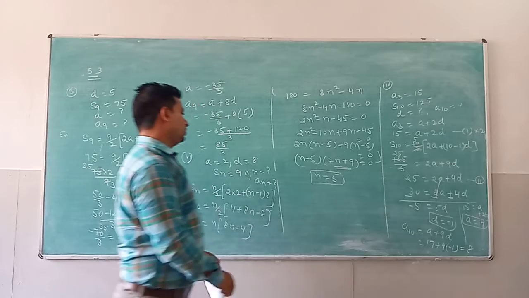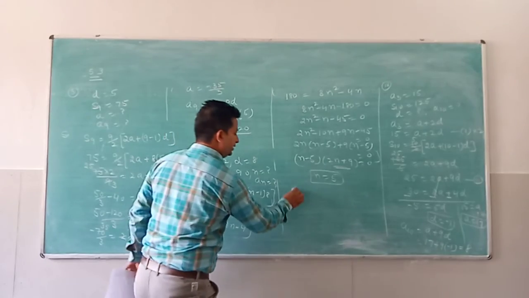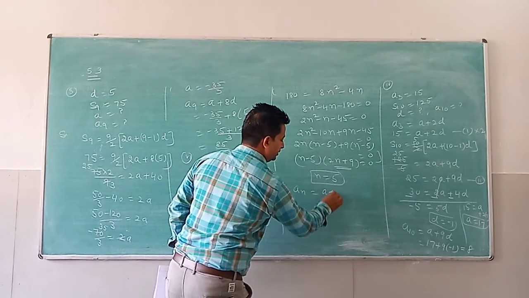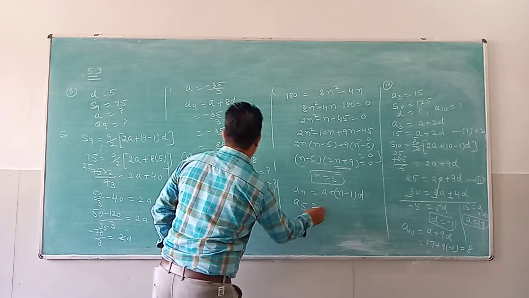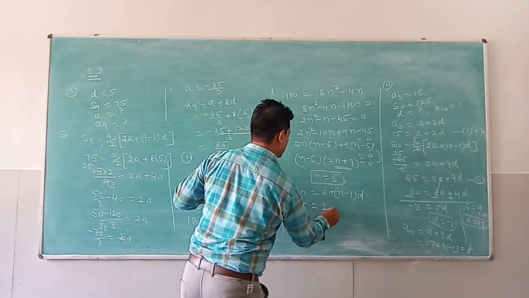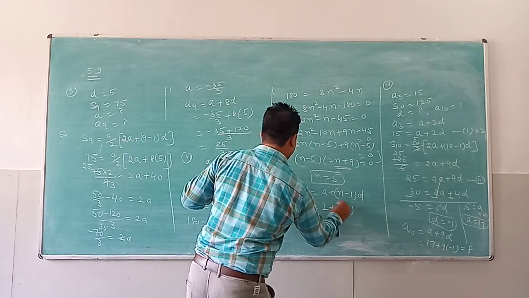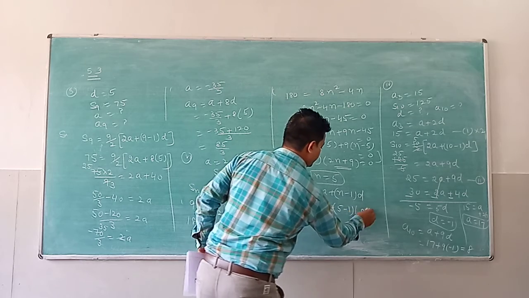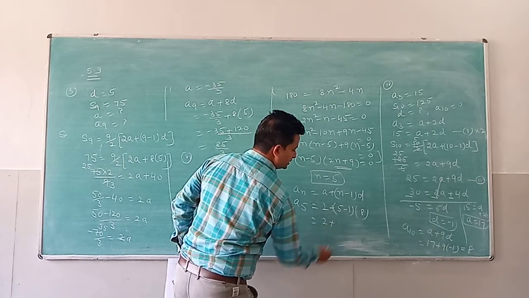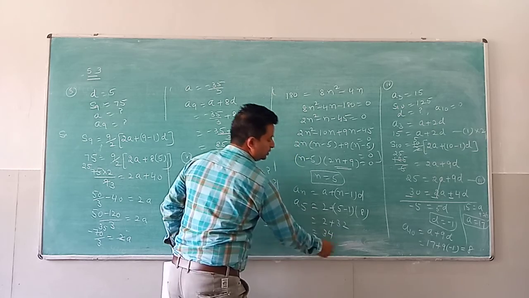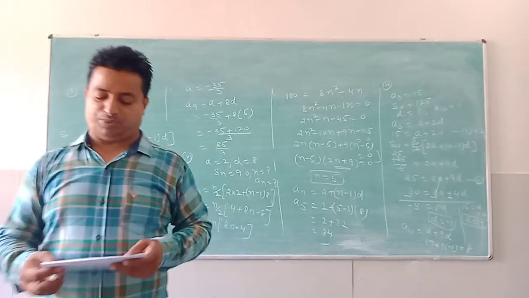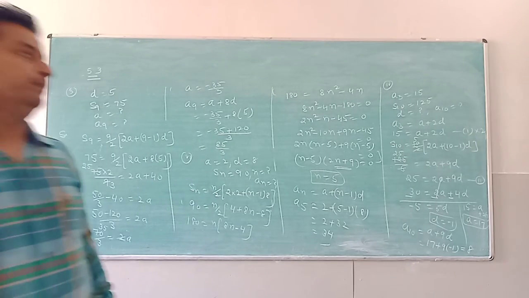The value of n is equal to 5, and an is a plus (n minus 1) into d. Here n is 5, value of a is 2, d is 8. So this is 2 plus 32, 34. So the fifth term of this AP is 34. Thanks.